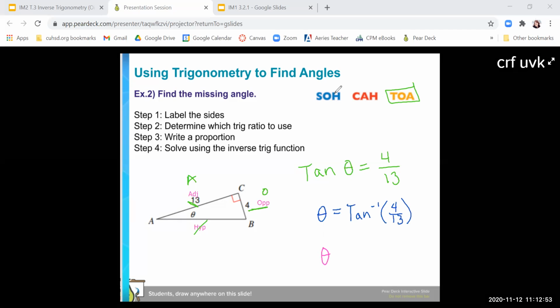So now you need to plug this into the calculator. We plug that into our calculator, and inverse tangent of 4 over 13 is 17.1 degrees.